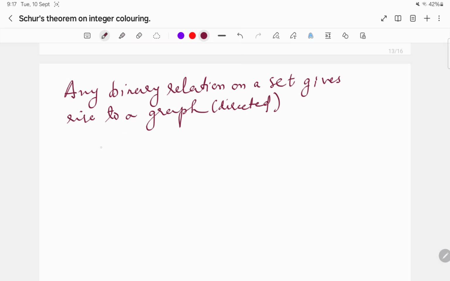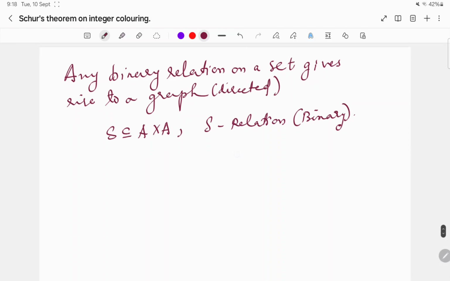relation on a set, what I mean by a binary relation is nothing but any subset of A cross A. So this is a binary relation on A, we say. Any subset is a relation. So this is a binary relation, right? Fine.